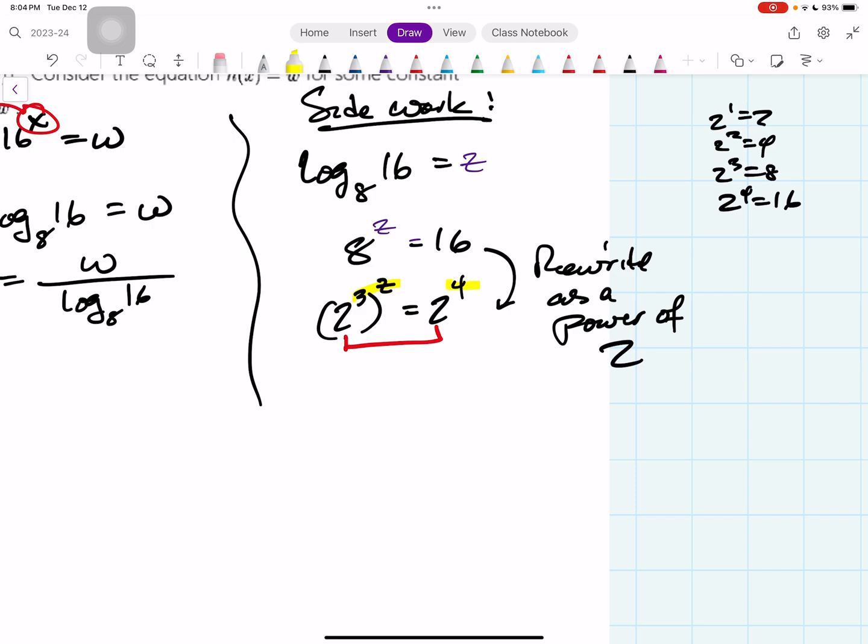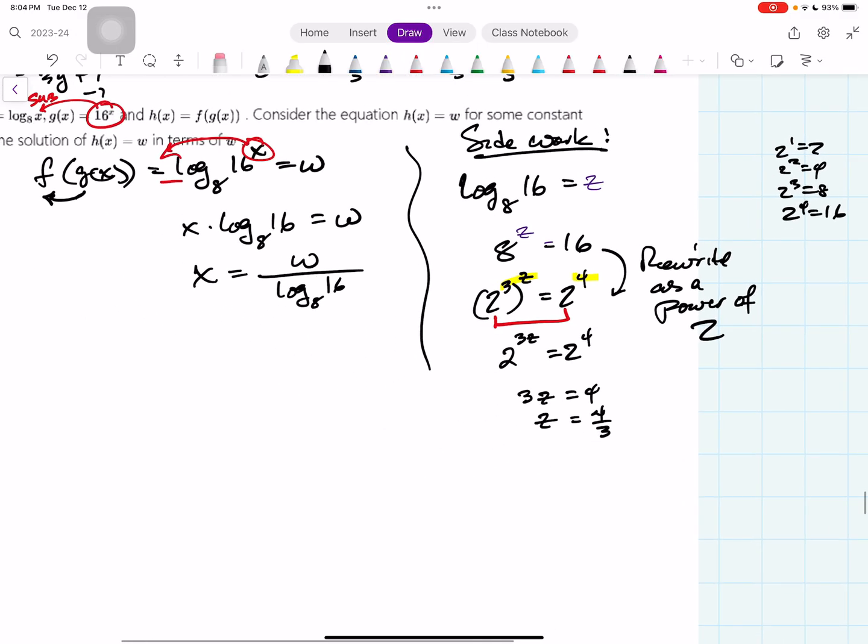All right. Now we know that when it's power to power, you multiply. So I kind of skipped a step, so let me go back. Power to power, you multiply. So 2 to the third power raised to the Z power is 2 to the 3Z power, and that's equal to 2 to the 4th. And that means that 3Z is equal to 4, and that means Z is equal to 4/3. Which means this log base 8 of 16 is nothing more than 4/3.